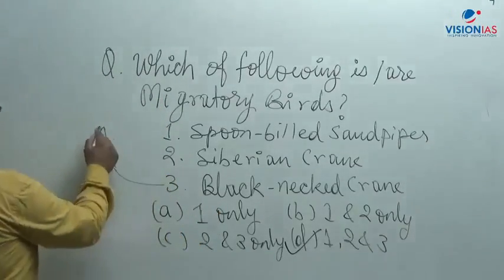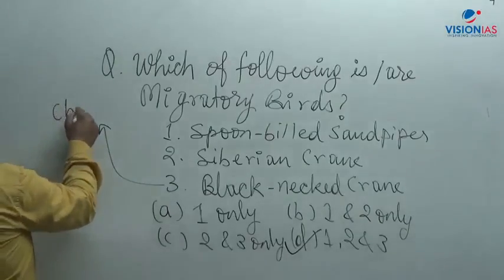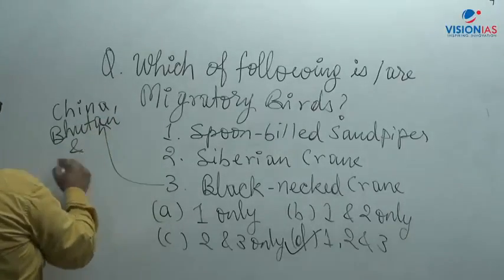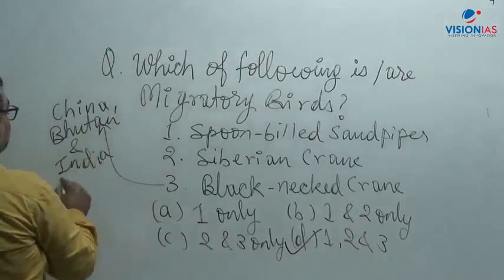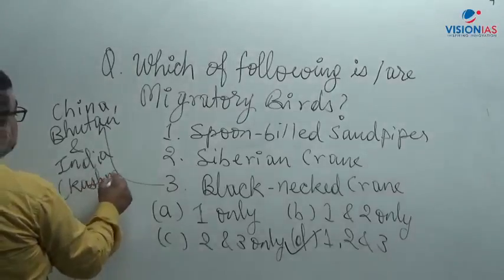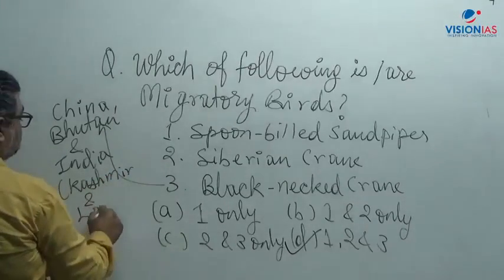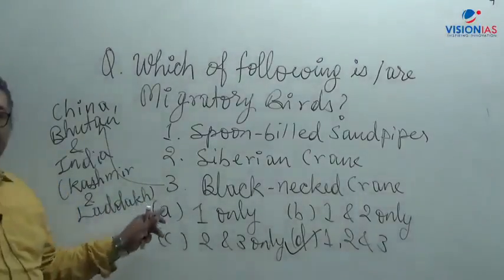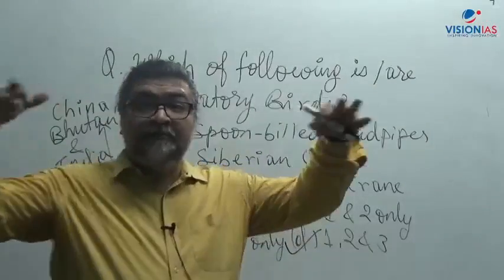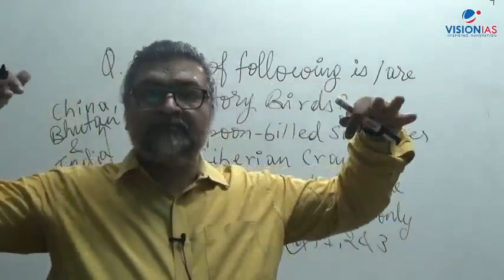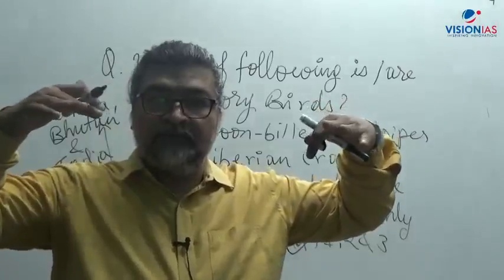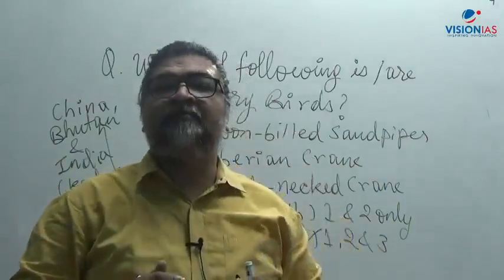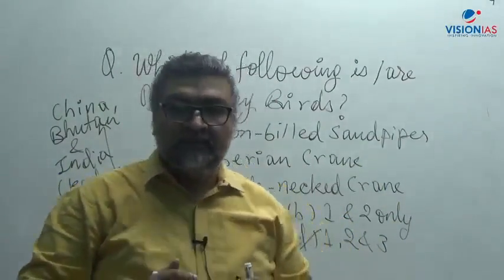The answer is this one. Black-necked crane here. Black-necked crane. You will find it in China, Bhutan, and India. In India, the black-necked crane is found in Kashmir and Ladakh. The black-necked crane is a migratory bird found in the Tibetan plateau. This particular bird is found, and it migrates from Bhutan, China, and India. Current affairs very important, right? So the answer here is D.